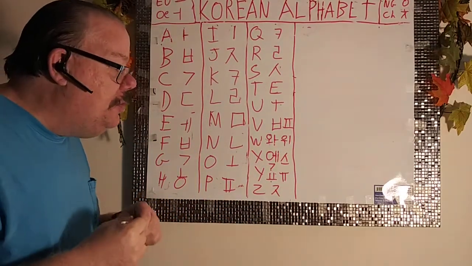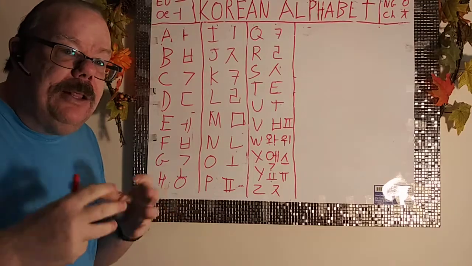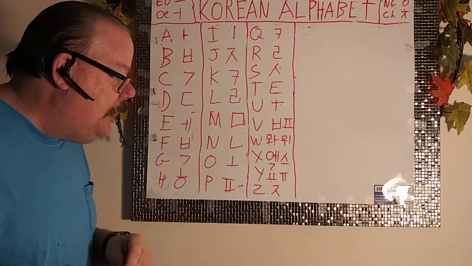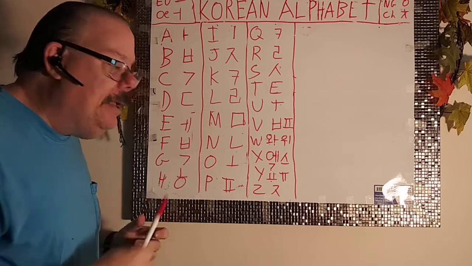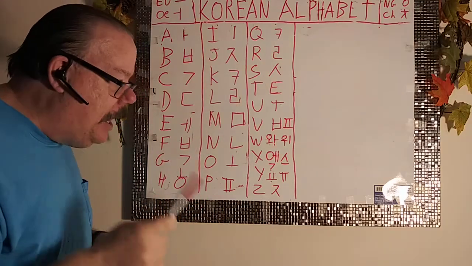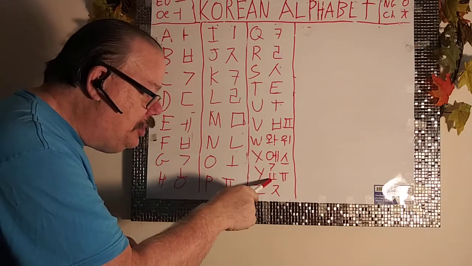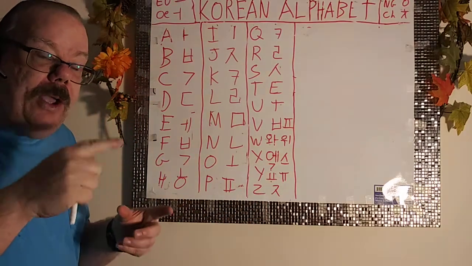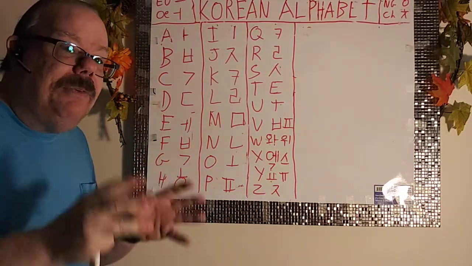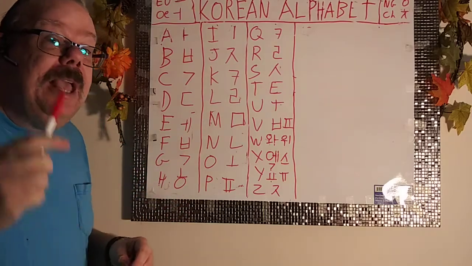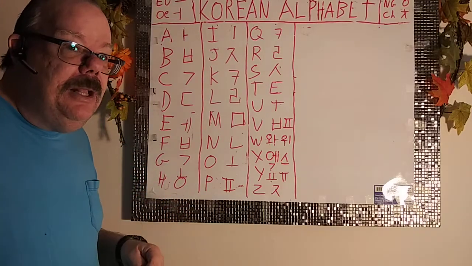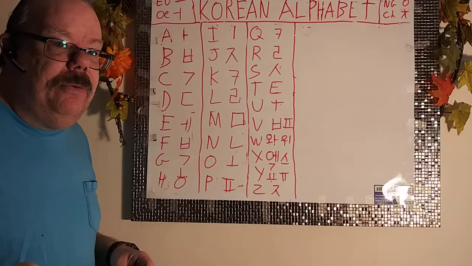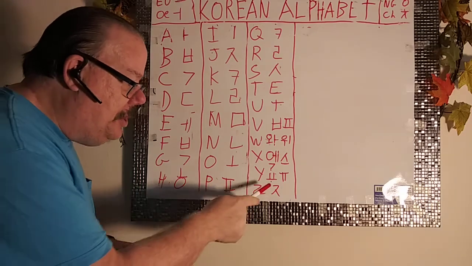Okay. So they don't have a standalone W. Same thing with the Y. I'm just giving you an example. This is yo and this is yu. They do not have a standalone Y. Z, they do not have. They use the J symbol.